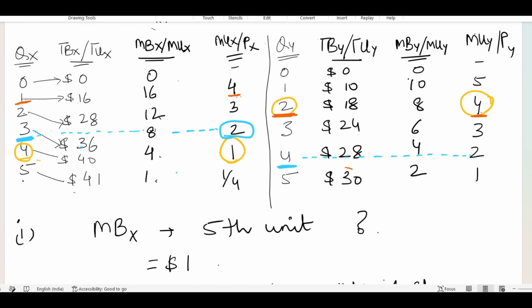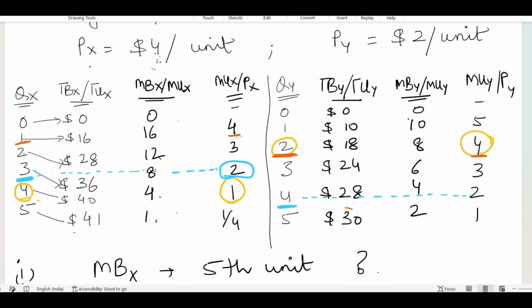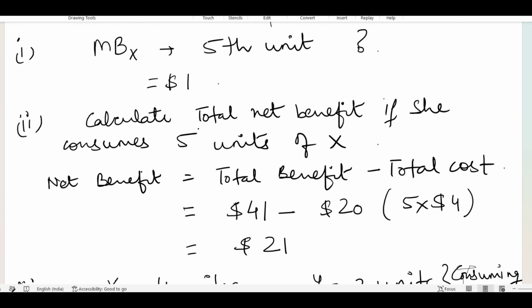And what's her total cost? 5 units of good X is being consumed and price per unit of good X is $4. So 4 into 5 gives us $20. So $20 is the total cost that she is incurring. Now 41 minus 20 gives you $21. That is the net benefit. Since net benefit is positive, yes, she is good to go with these 5 units of consumption, right?